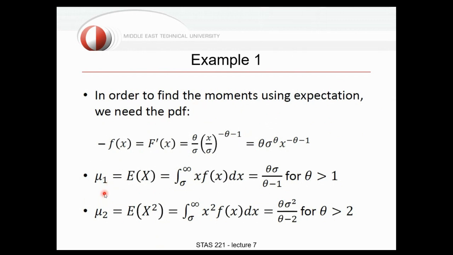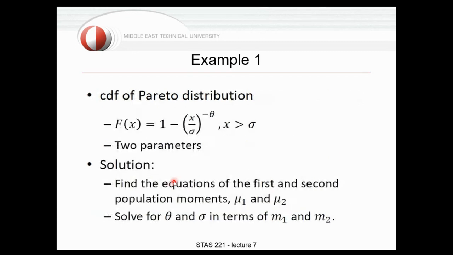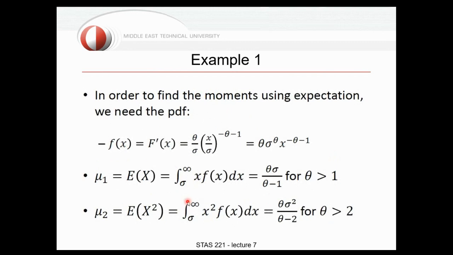And then in order to find the first population moment, we need to get E[X]. Why is the power 1? Because this is the first population moment. For the second one, we should have power 2. The integral starts from sigma. Why not minus infinity? Because this is the condition inside this distribution. Okay, so we calculate this, and since we want it to be positive under the curve, we consider theta to be more than 1 in this case, and theta more than 2 in this scenario.